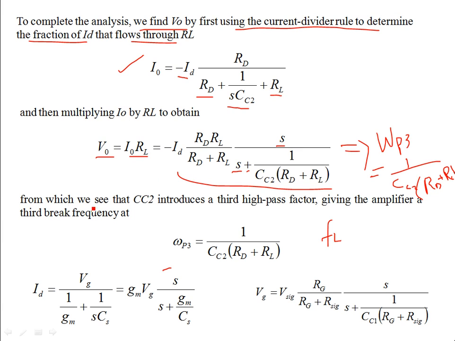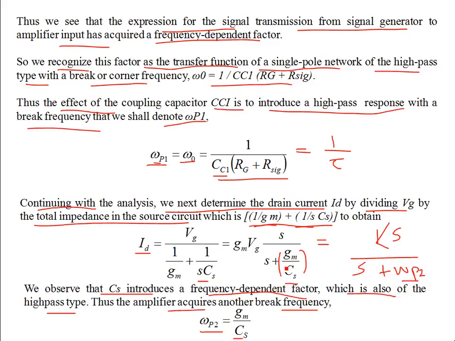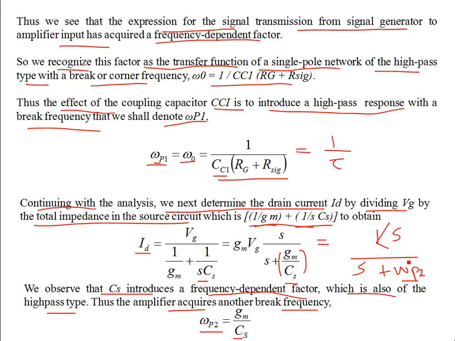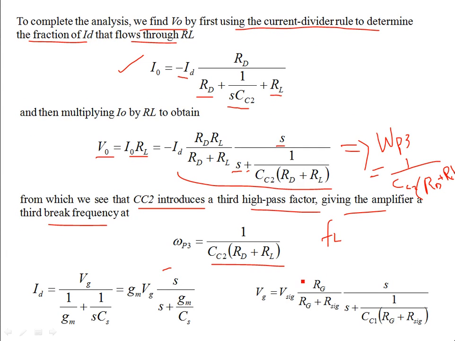common source amplifier. From this expression, CC2 introduces a third high pass factor, giving the amplifier a third break frequency, which is of the same form as what you saw earlier for omega P1, when we were considering the input gate voltage for the MOSFET. A very similar expression comes out for the second coupling capacitor at the output. But this break frequency is due to the coupling capacitor CC2.